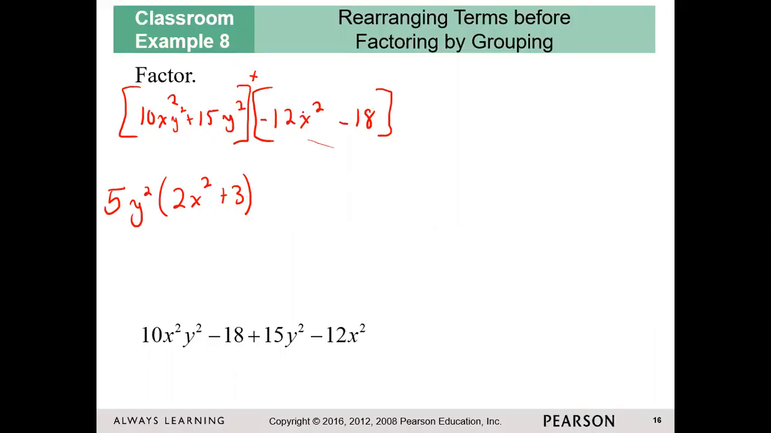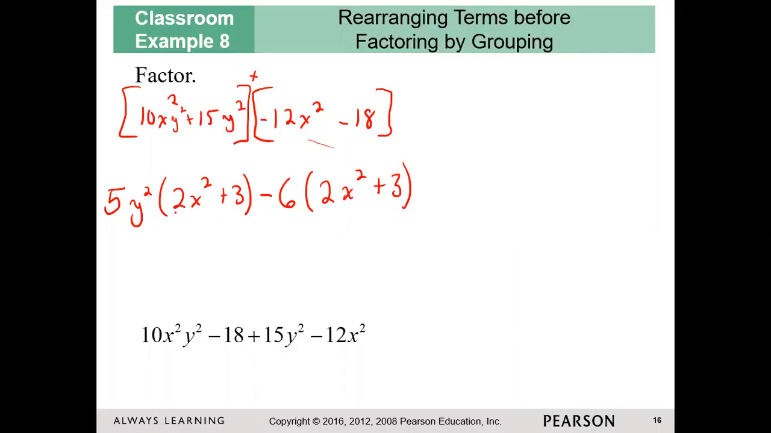And then over here, again, I'm going to get suspicious because I have negatives here, but I have no negatives there, which means I'm definitely going to be factoring out a negative value. So I'm going to factor out a negative. And what is that negative value that I need to factor out? It's going to be -6. And when I factor that -6 out, that leaves me with 2x squared plus 3.